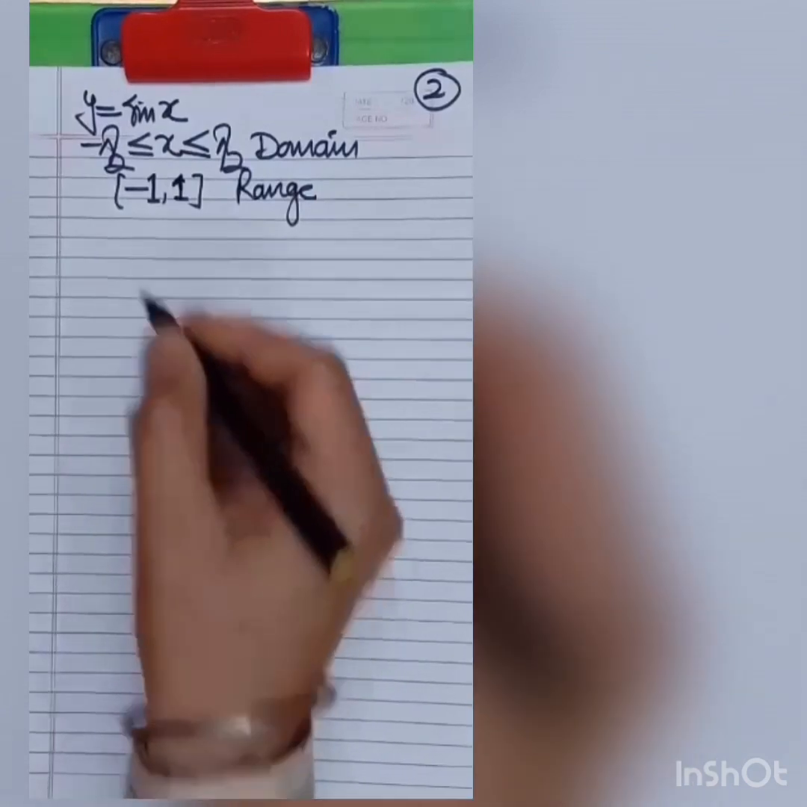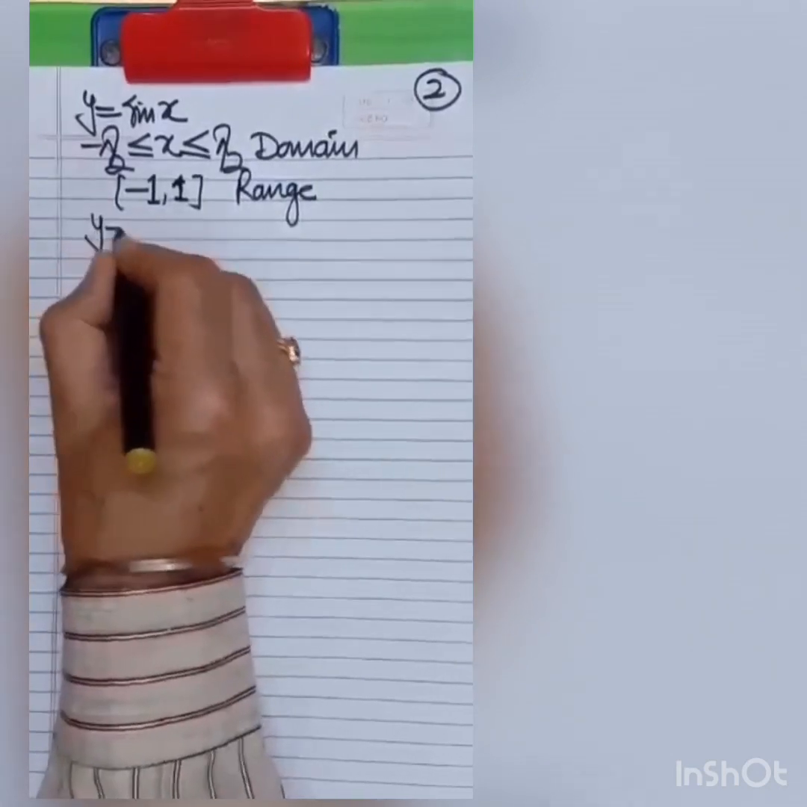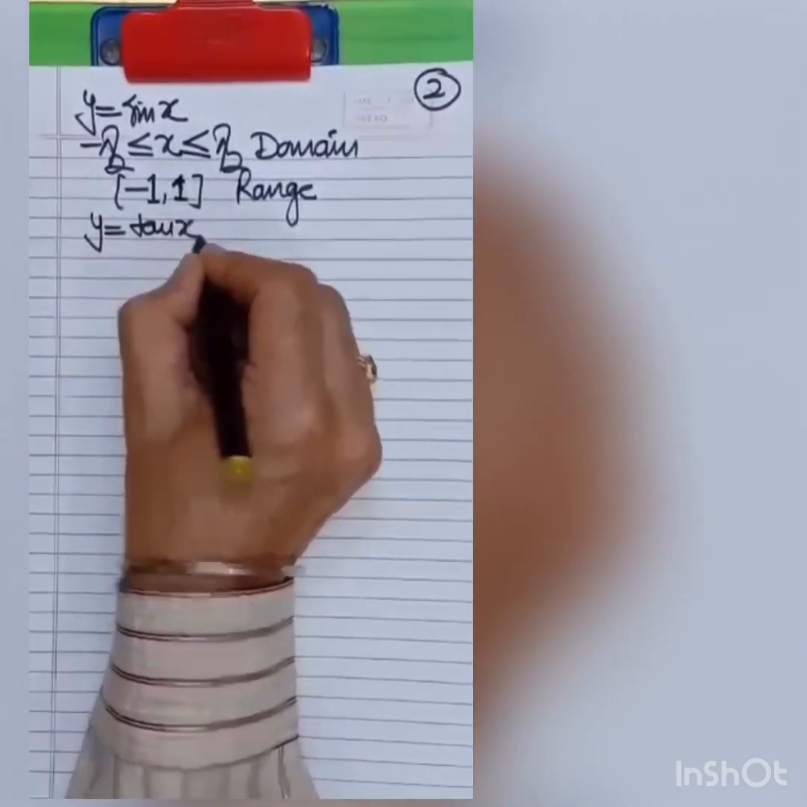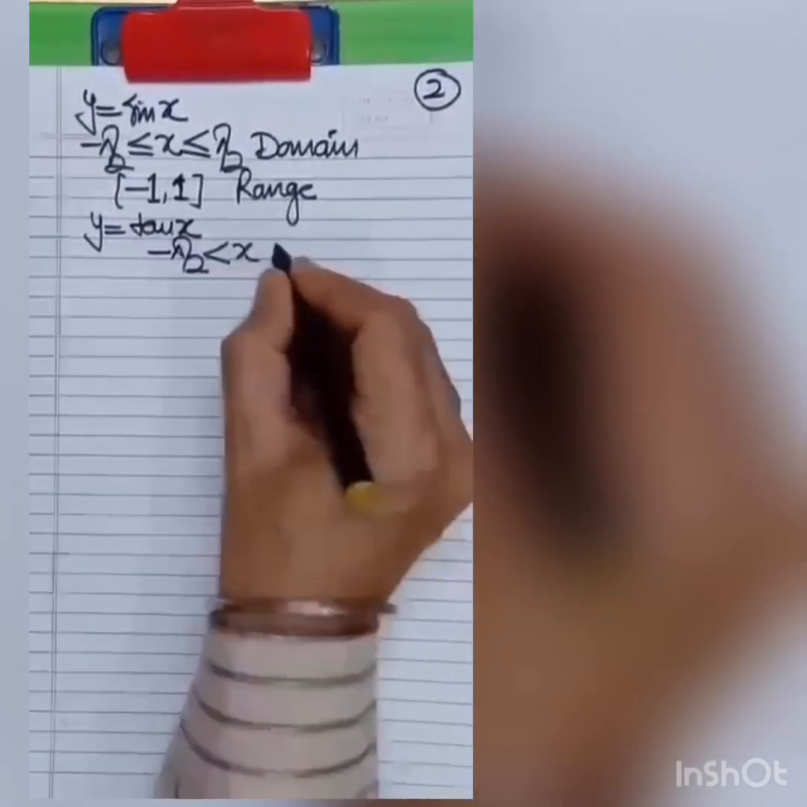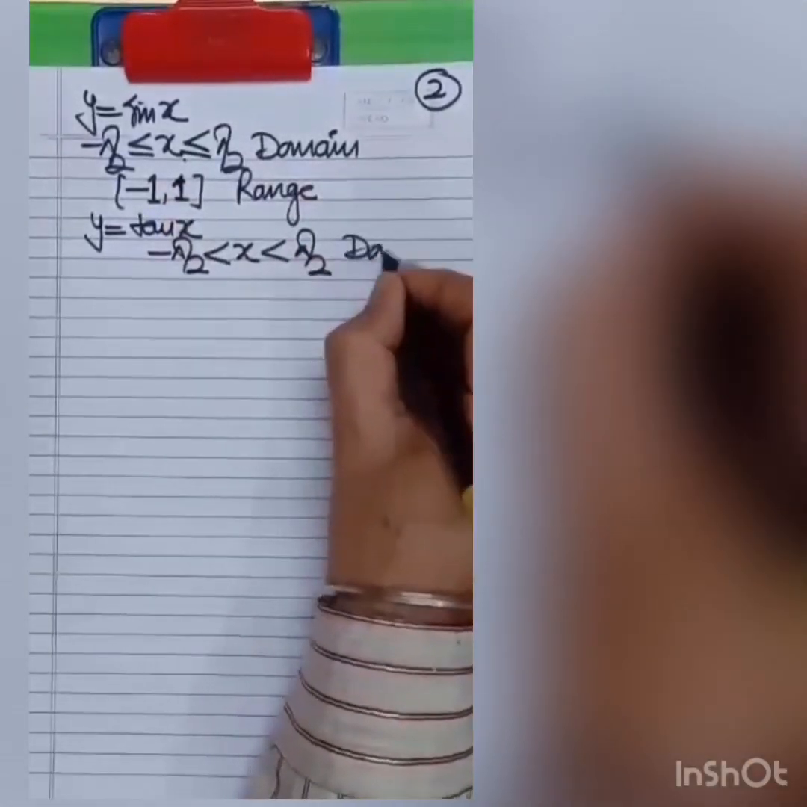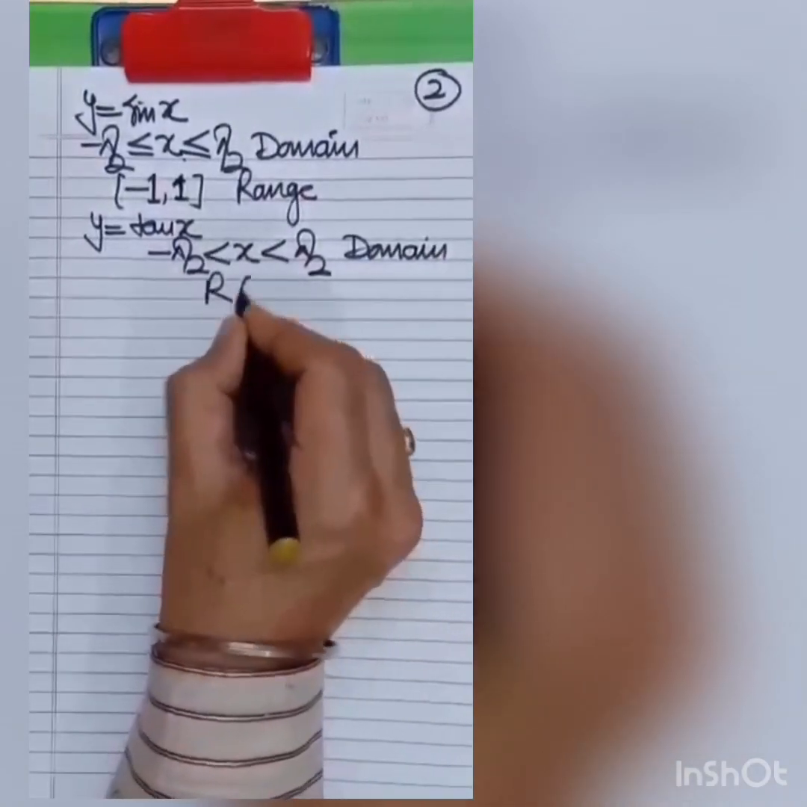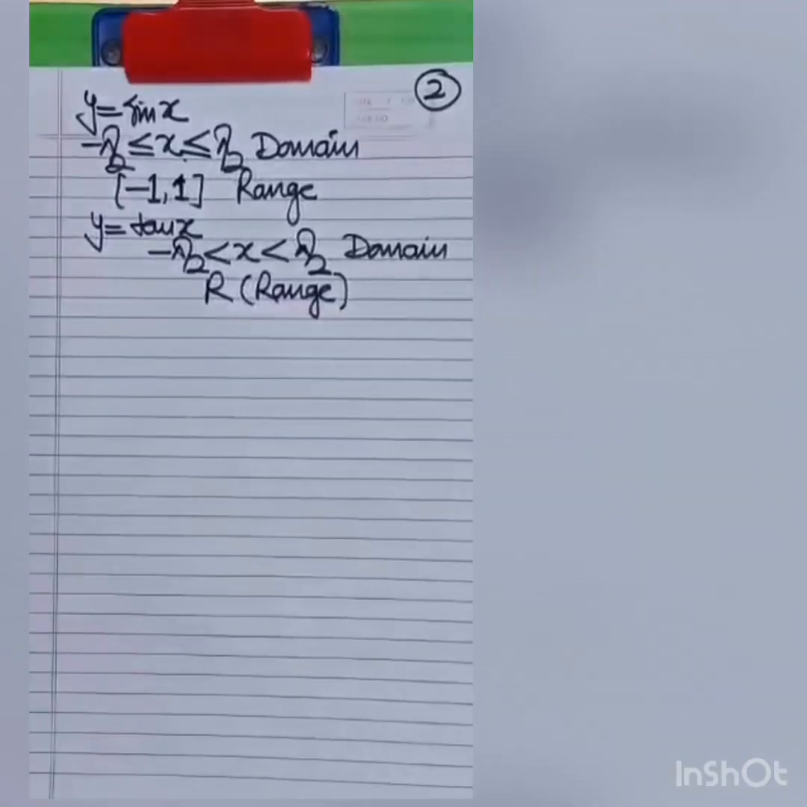In the case of tan, when we are restricted, the domain is minus pi by 2 to plus pi by 2, open bracket on both ends. This is called the domain. But the range will be all real numbers.